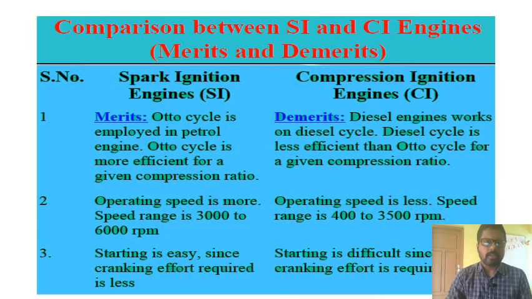Let us see. Merit means advantages. Demerit means disadvantages. The Otto cycle is employed in petrol engines. Otto cycle means constant volume cycle. The Otto cycle is more efficient for a given compression ratio. This is a very, very important point. You remember that.